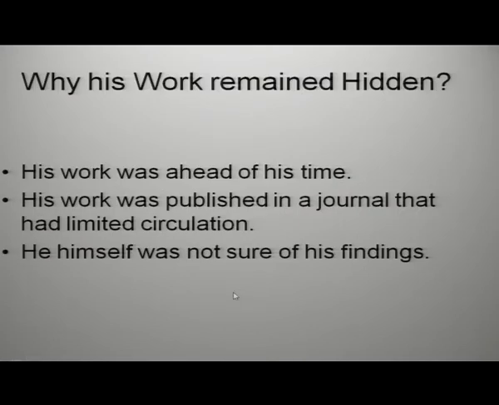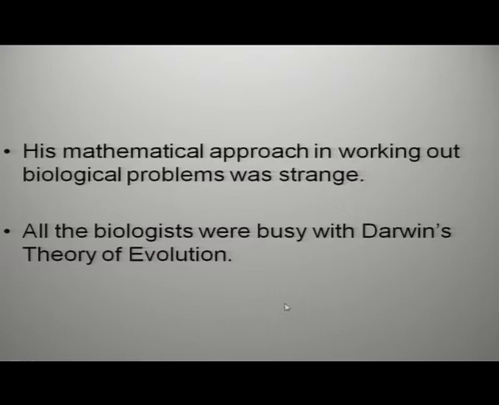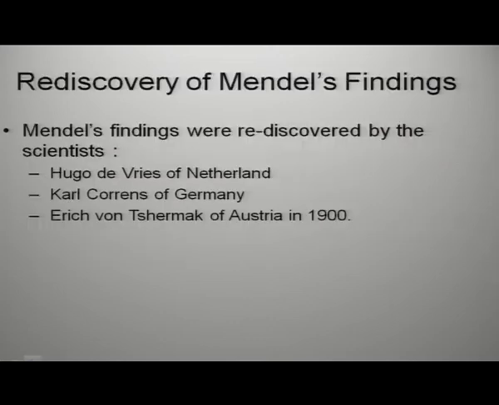But his work remained hidden for a long period of time. Why did it happen? Why did his work remain unnoticed for a longer period of time? His work was ahead of his time. His work was published in a journal that had a limited circulation at that time. He himself was not sure about his findings. He followed a mathematical approach in working out the biological problems, but it was very strange at that time. All the biologists were busy with Darwin's theory of evolution. So his work remained hidden for a long period of time.